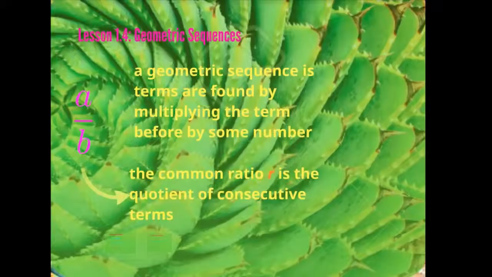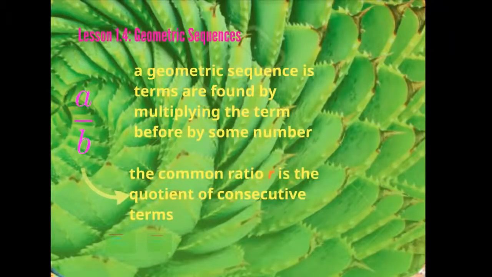Just like an arithmetic sequence had something to tell you how to get from term to term, called the common difference, when you added or subtracted, we called that the common difference. With geometric sequences, we're looking for the common ratio, or we call that R. And that's the quotient of consecutive terms. So when I divide the two together, A over B. Let's look at some examples and talk about the common ratio for just one moment.